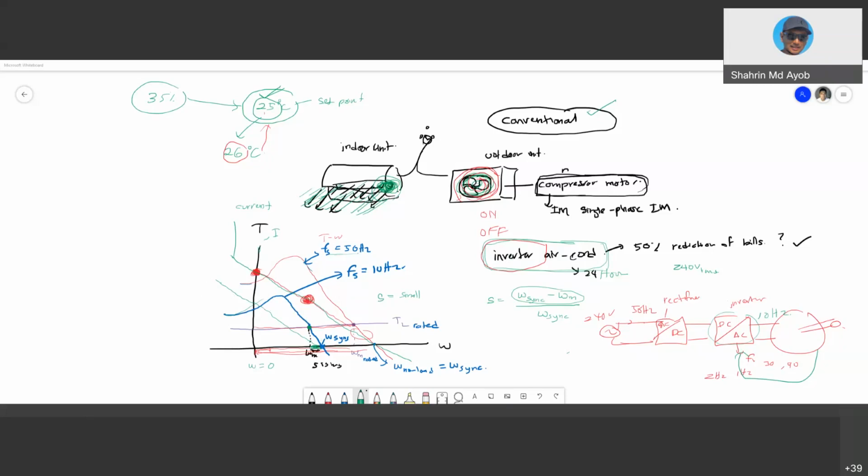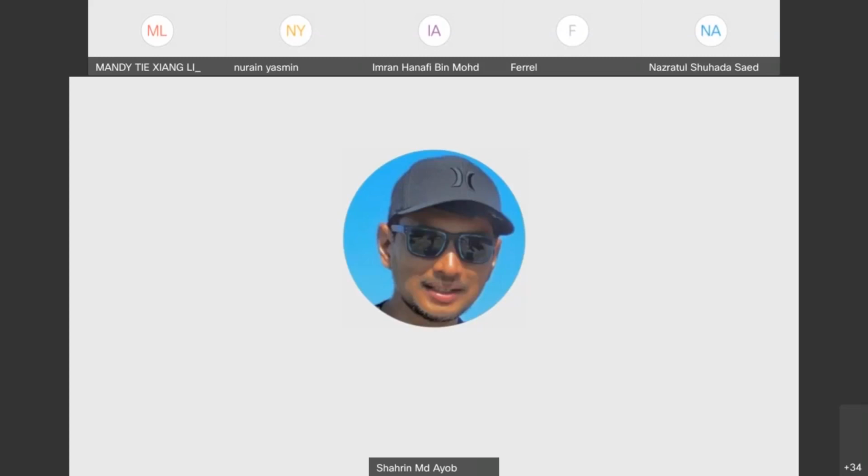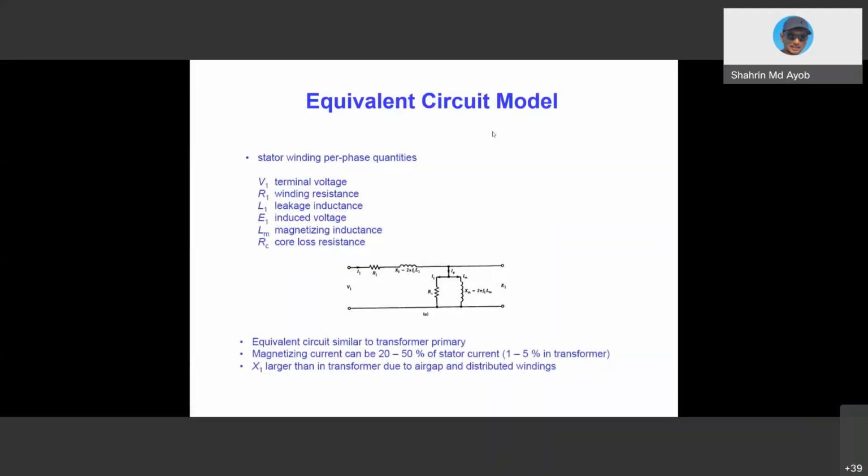So let's move on to the single phase equivalent circuit. I just go brief for this last lecture because all the explanation has been explained in my YouTube videos. This is just to highlight something. Since the three-phase induction motor is assumed to be a balanced load, we can do our analysis using a single-phase equivalent circuit.